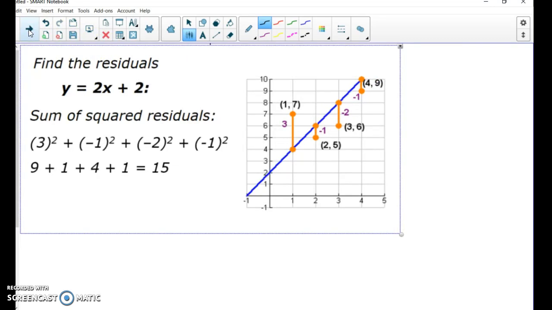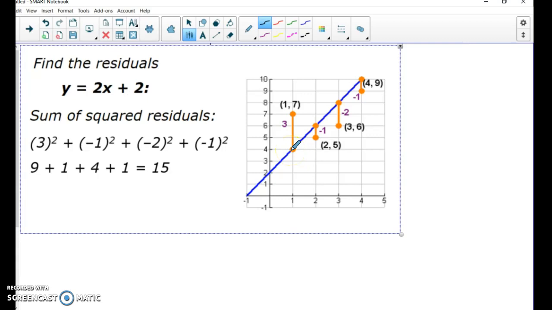Let's look at our second line. We have the line y equals 2x plus 2. Let's check and make sure. This is our blue line. We have a y-intercept of 2 and a slope of 2. Let's check that out. Y-intercept 2, then we went up 2 over 1.